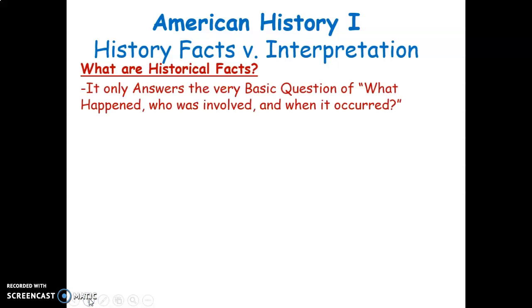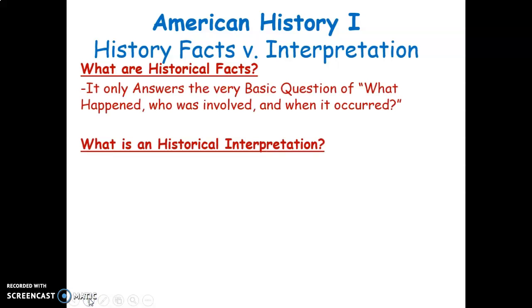So what are historical facts? As you see, the thing you're going to see on your quiz, or need to know, is that a historical fact is basically what happened. Names and dates. Very boring. It only answers the very basic question of what happened, who was involved, and when it occurred. In other words, names and dates. So this stuff is what you're going to be bored with, more than likely, unless you're a names and dates type of person. This isn't the fun part of history for me, even though I am good with names and dates, or I used to be. The fun part is the interpretation.